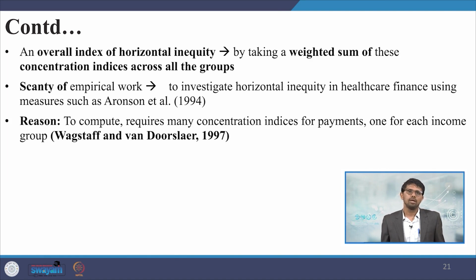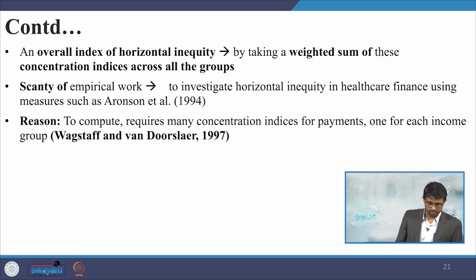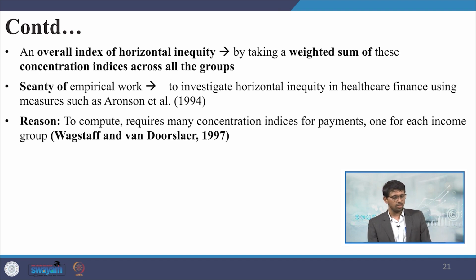However, little empirical work has been done to investigate horizontal inequity in healthcare financing, and this is because it requires many concentration indices for payments, one for each income group, as mentioned in the Wagstaff and van Doorslaer 1997 work. So, that is all.